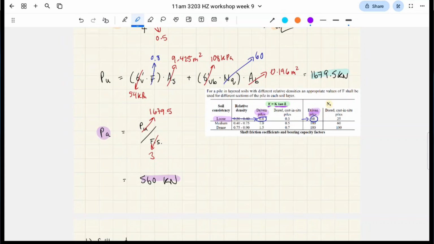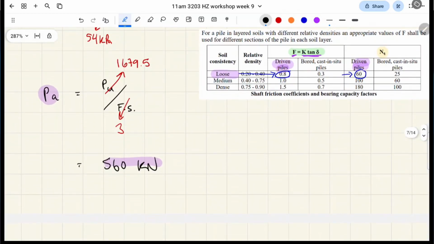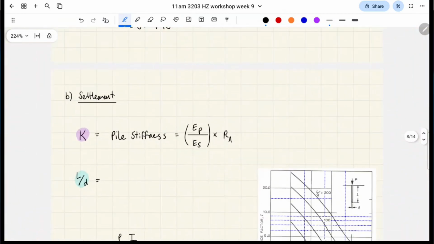I apologize, I see some people scribing, but I'm going to have to scroll down. Does anyone need the QR code again for my notes? Nope, okay. Let's continue with settlement.